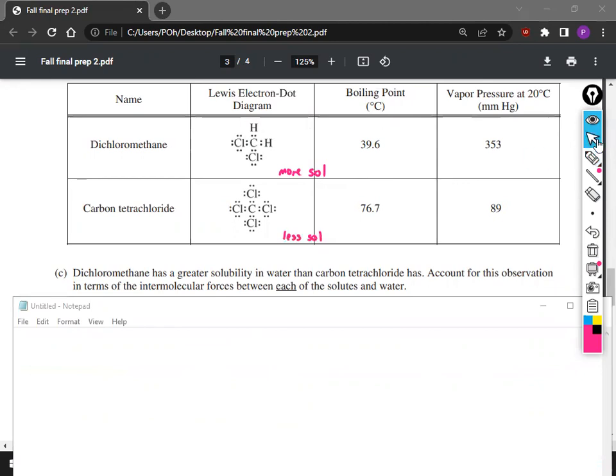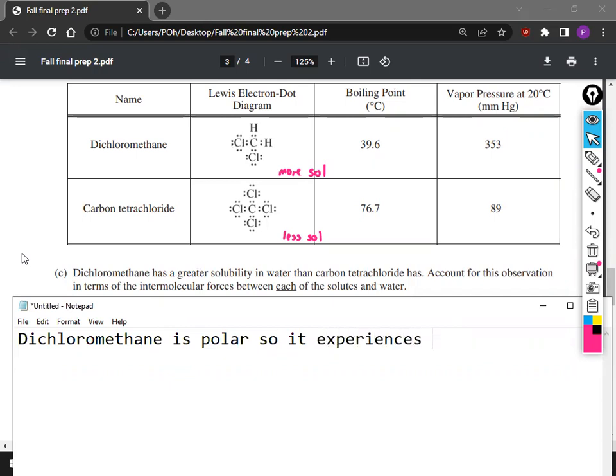I will give you guys a minute. Based on what you know about IMFs, I want you to explain why dichloromethane is more soluble than the other one. Take a minute to do that, and then we'll go over it. Let's take a look at this. This guy is more soluble. Why is it more soluble? Yes, dipole. Another easy way of saying that is dichloromethane is polar. So you can say dipole, and so it experiences dipole forces.